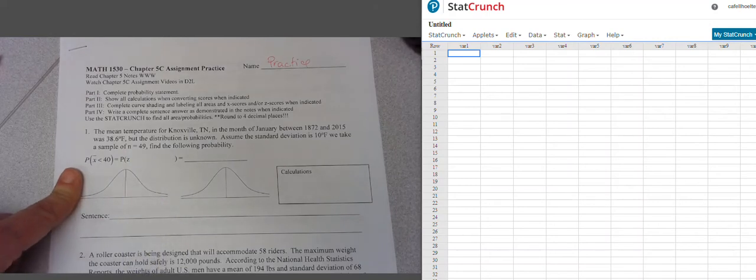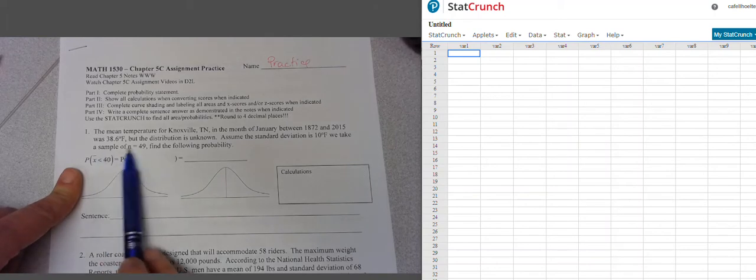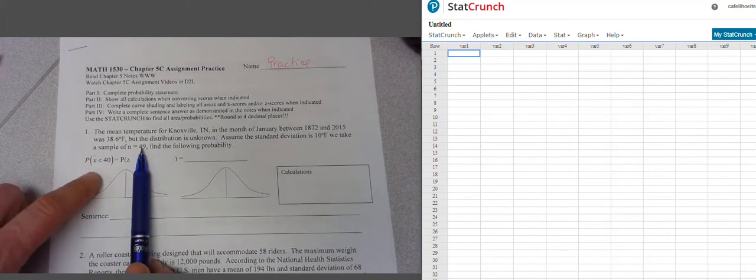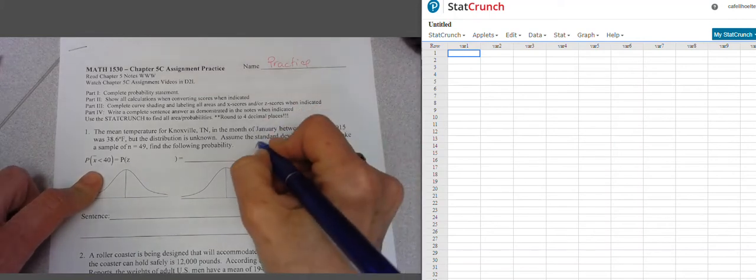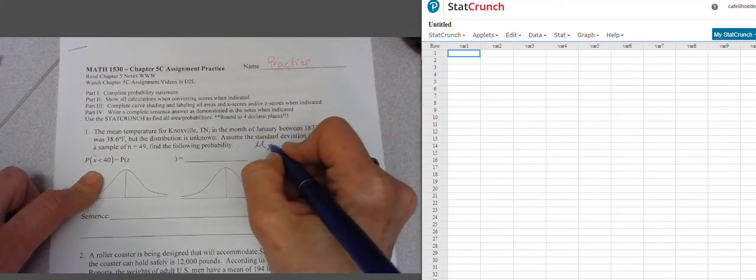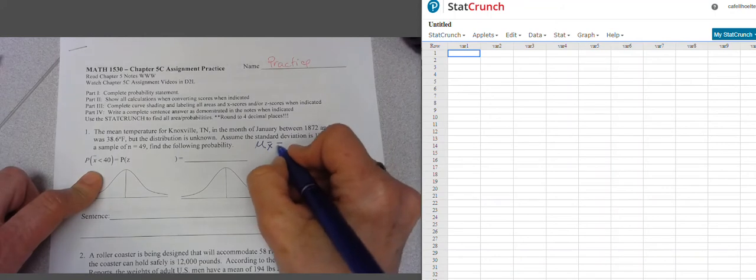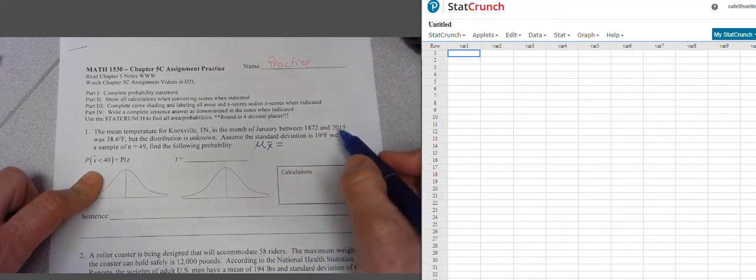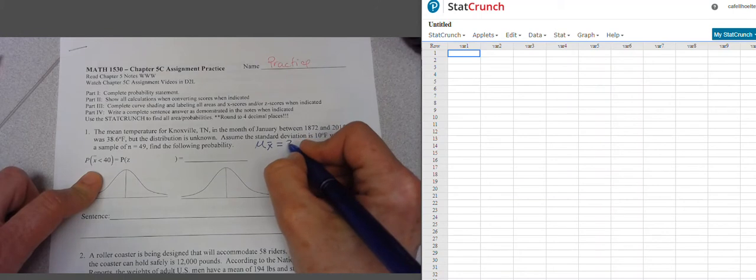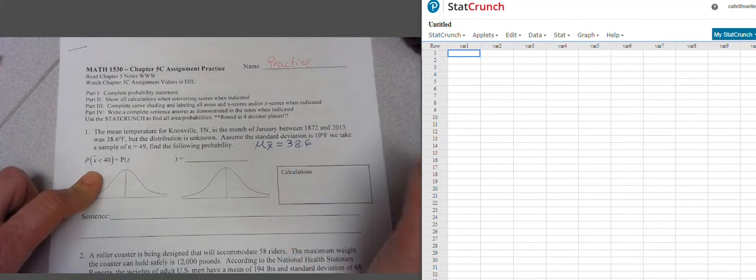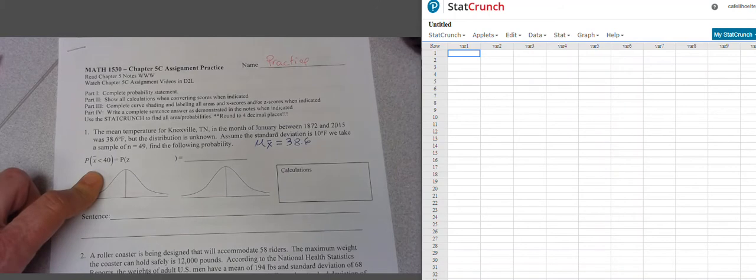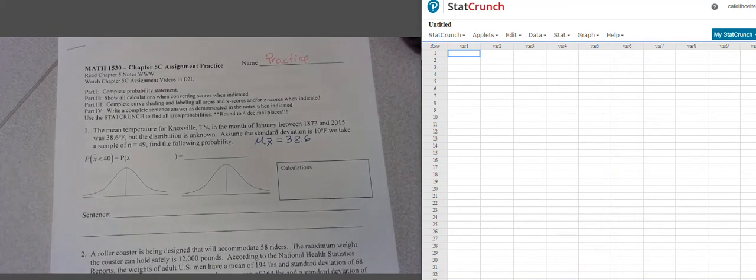So what the central limit theorem tells us is that when we take the sample of 49 temperatures, the mean of the sample is going to be equal to the mean of the original population, which was 38.6. Now, the standard deviation we have to adjust, and as the sample size gets larger, the distribution gets more narrow, which means the standard deviation changes a little bit, the variation changes.